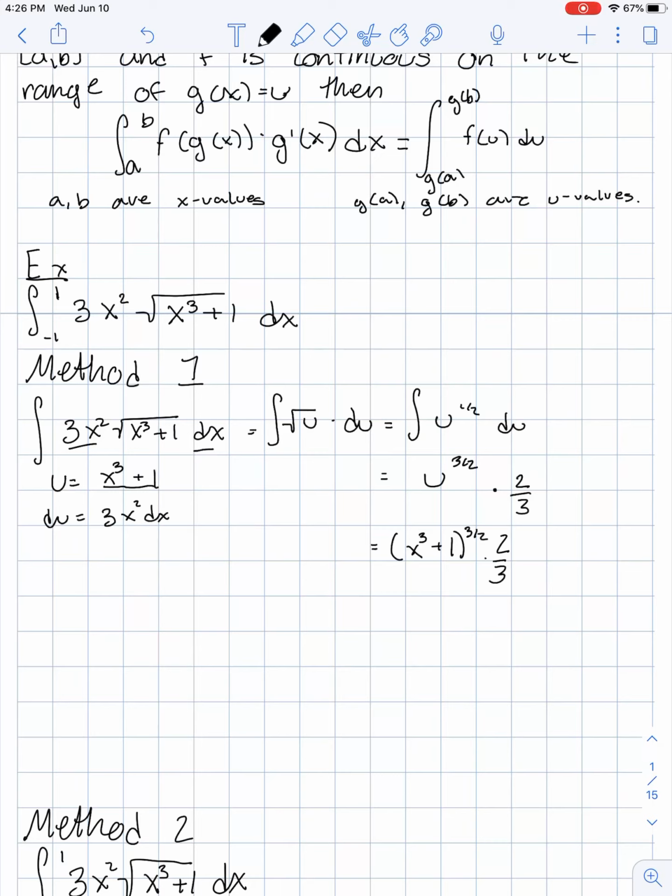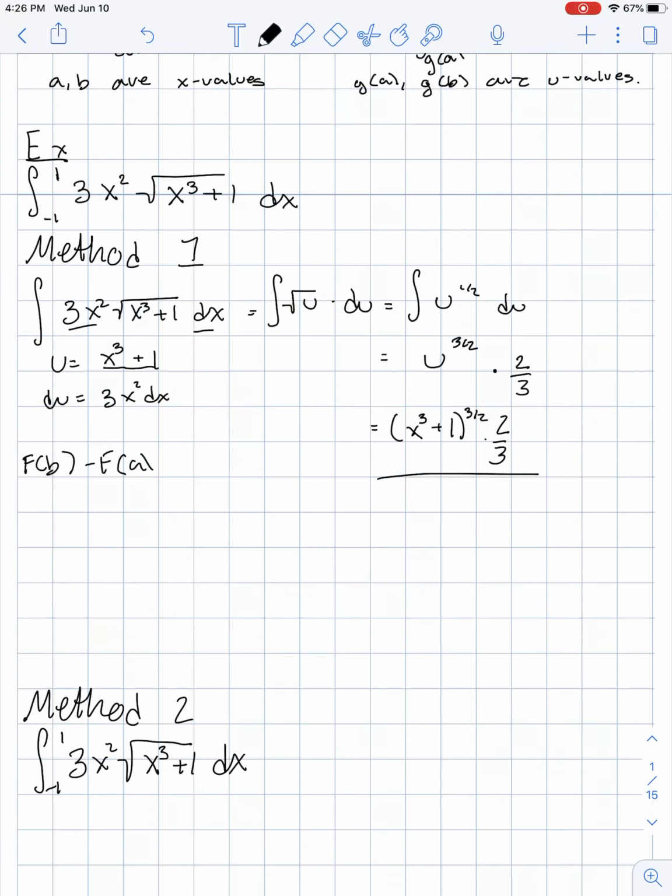And now I'm going to take this and do F of b minus F of a. Ooh, big F. You can add your plus c here if you want to be correct, but just know when we do F of b minus F of a, that will cancel out. So b, in this case, is what, 1? And a is -1.